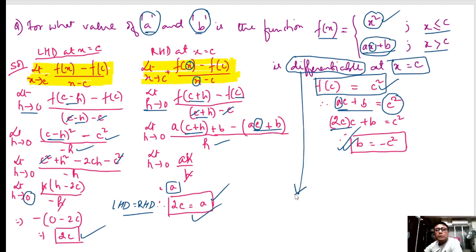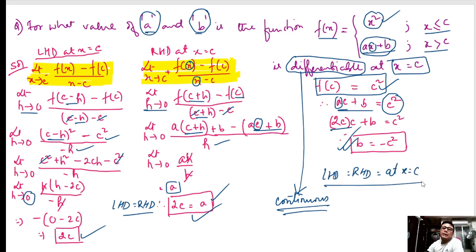I told you, because it is differentiable, so it should be continuous function. And for continuous, left hand derivative equal to right hand derivative equal to the value at x equal to c. So at x equal to c, here we are putting the left hand derivative, this is the right hand derivative, equal to the value at x equal to c. So putting the value of a, I got the b.